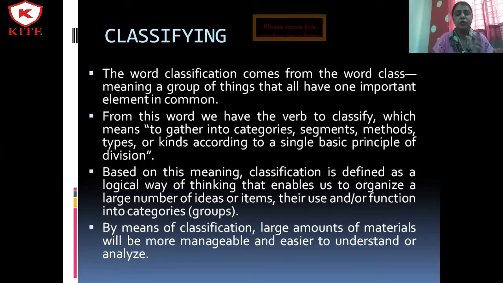That means there needs to be something common between all those things or all those people or maybe everything that is included in that particular class or category. There should be something common among them. Why are five of your friends put into one class and five of your friends put into another class after 11th standard? The reason could be that your streams are different. Okay, so there is one common thing among you five and there is one common thing among the other five of your friends. Based on this meaning, classification is defined as a logical way of thinking that enables us to organize a large number of ideas or items.